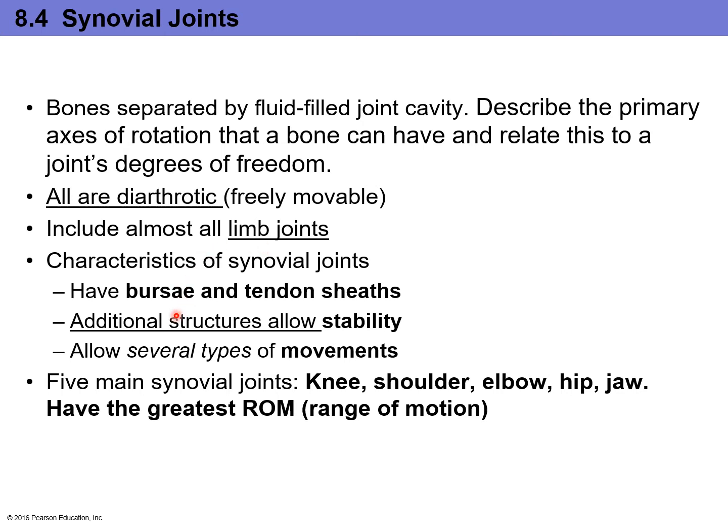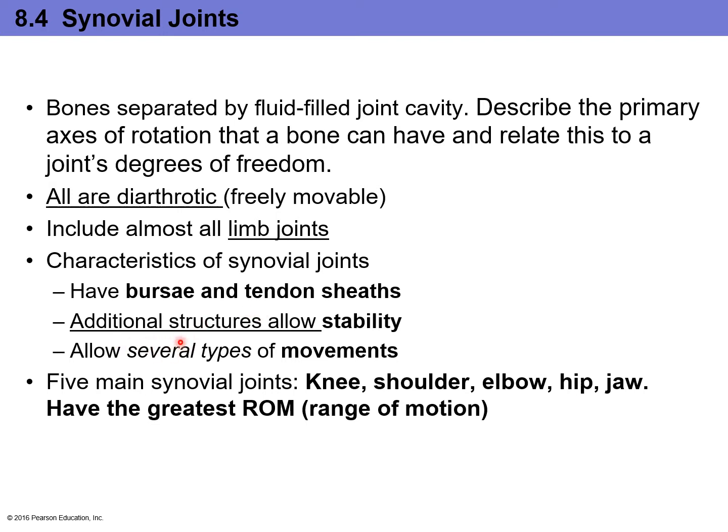Some structures and characteristics of synovial joints. Synovial joints have these special structures called bursae. That is plural for bursa. And we will go through a couple of specific bursae. And I'll explain what that is when we get there. And we have tendon sheaths. What are these? These are going to be protective coverings around your tendons. Remember that tendons are connecting muscle to bone. And so, yeah, tendons can be considered part of the structure of a synovial joint. And again, we'll see pictures of this.